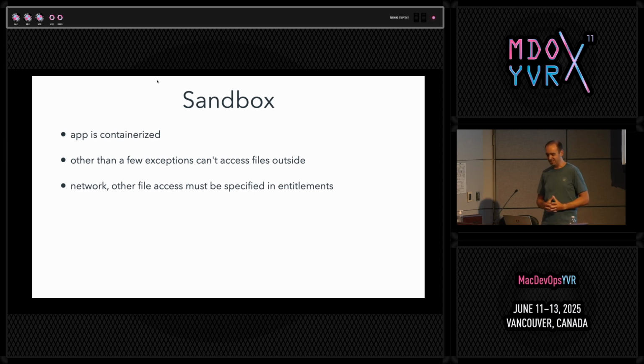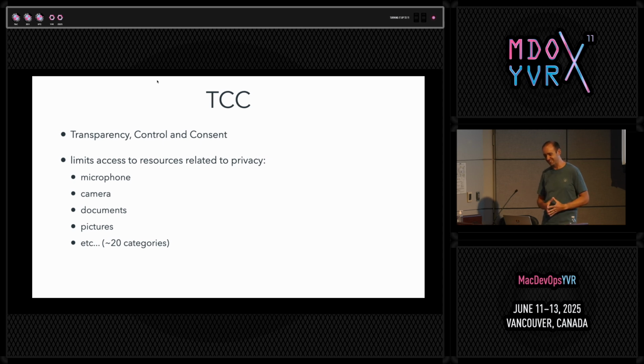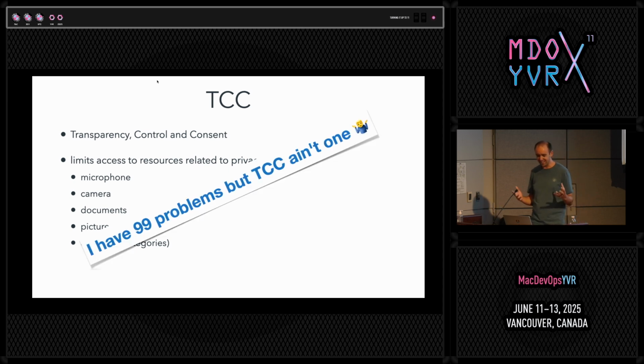TCC, we love and hate it. I think it limits access to all of the private resources on the system, all those annoying pop-ups, but it's also hilariously broken. To be fair, it's not TCC that is broken, but too many processes have exceptions. So if you find a vulnerability in any of those daemons or processes, basically you get a TCC bypass. So this is just all over the place.